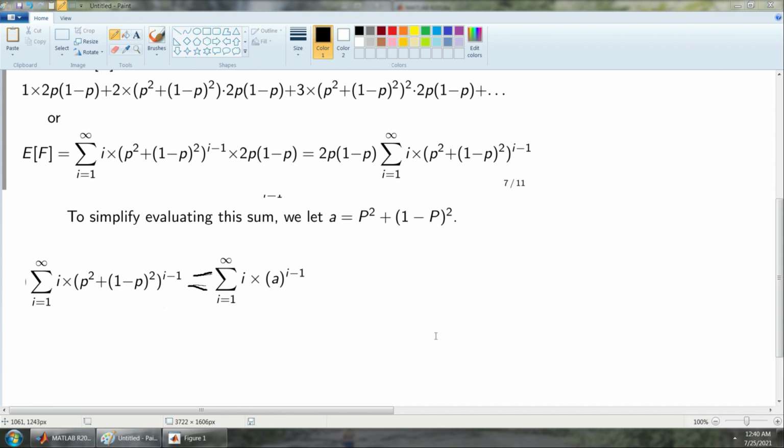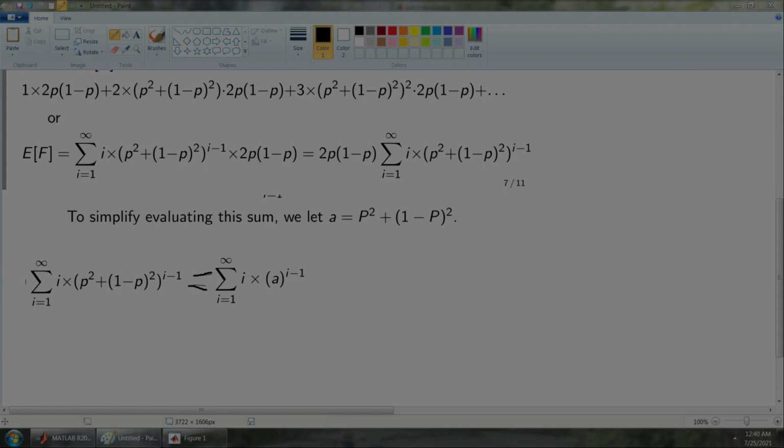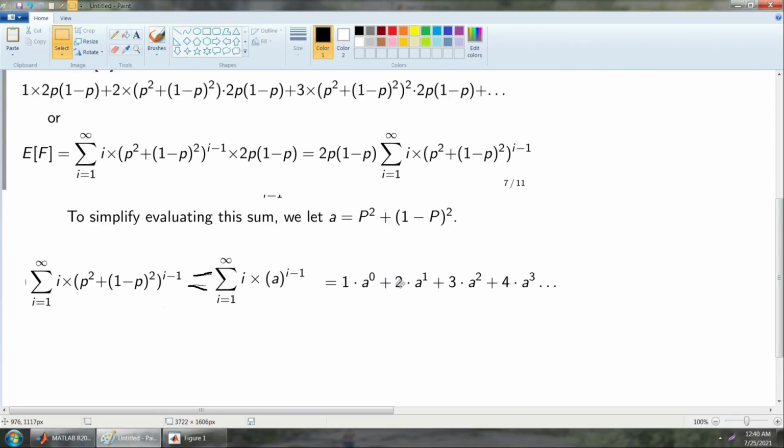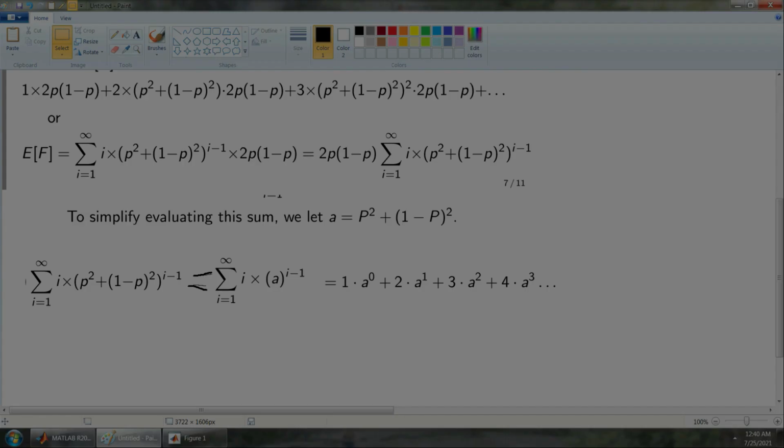Well, since I have a sum in this form, sometimes it can be useful to write out the sum without using the summation notation. So doing that, I could rewrite this sum as 1 times a to the 0, right? That's what happens when I plug i equal to 1 in, plus 2 times a to the first, plus 3a squared, plus 4a cubed, etc. Okay, so how does this help me? Well, it turns out that there's another way that I can rewrite this.